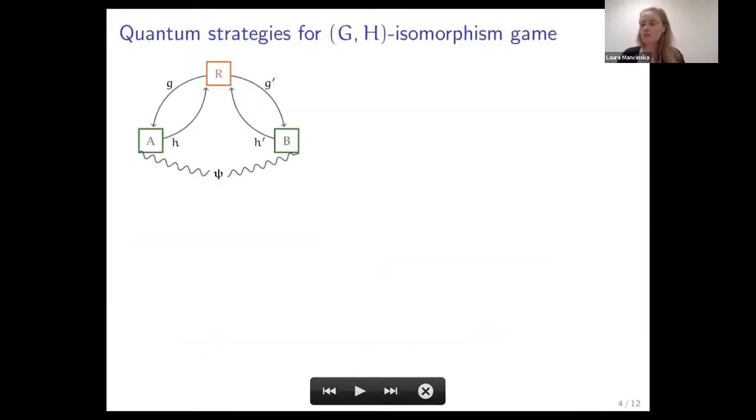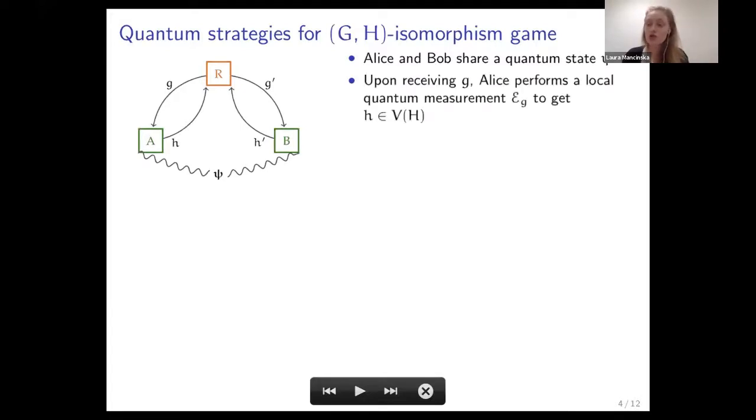Now, what is a quantum strategy in such a game? Well, Alice and Bob can share some state, and then depending on the question that they receive from the verifier, they can choose some local quantum measurement to perform on this state. Okay, and then without loss of generality, we can assume that they simply respond with the measurement outcome, which is a vertex of H.